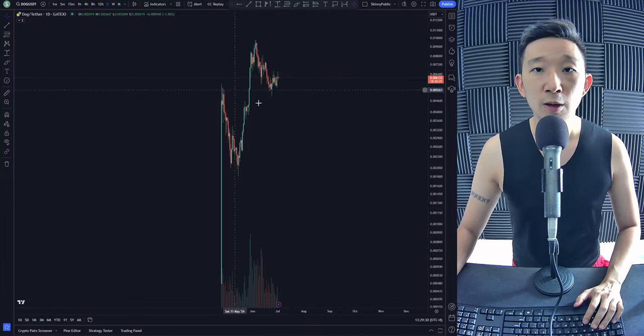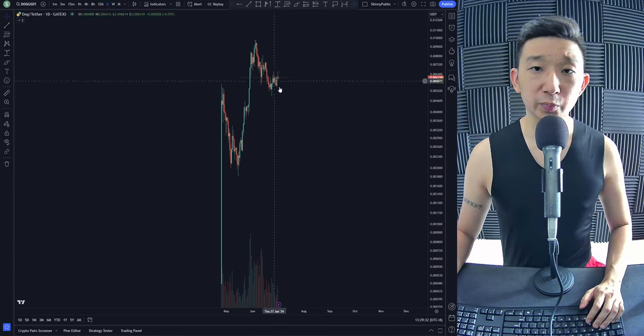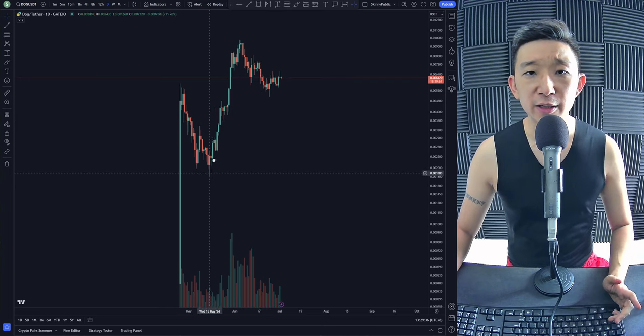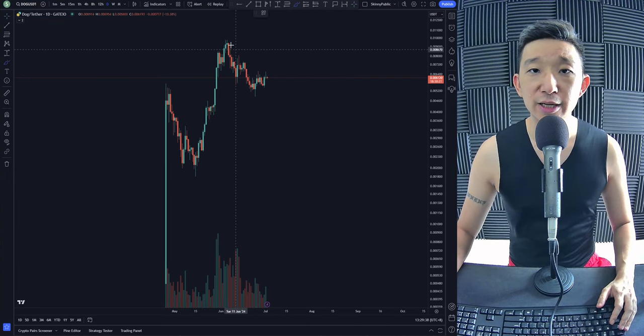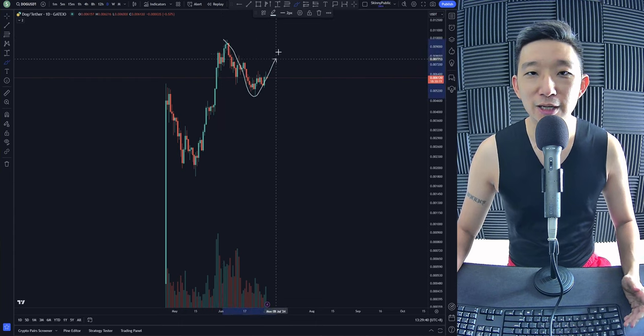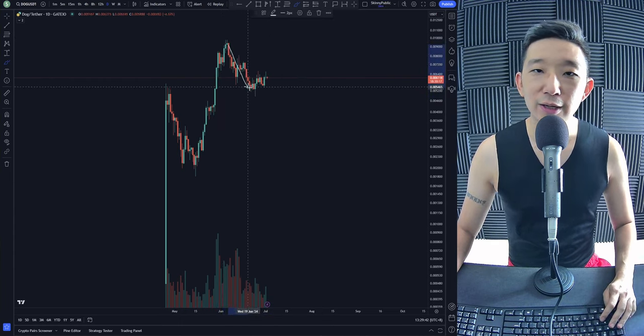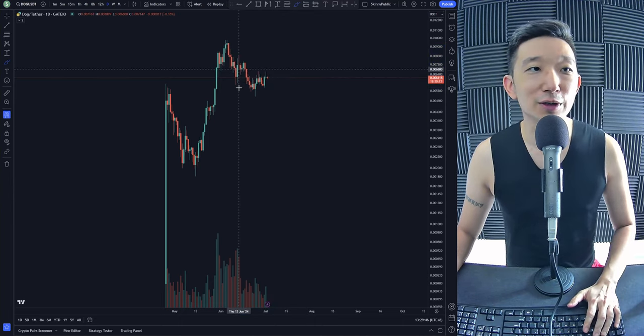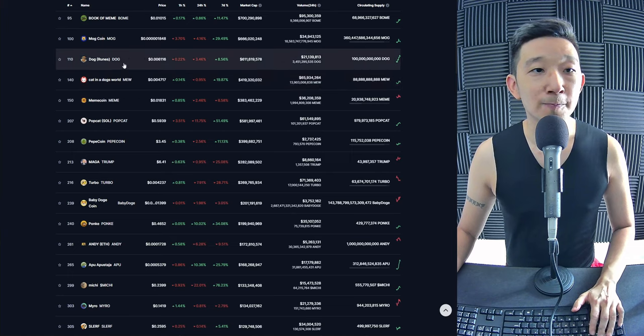Dog. Here we are for Dog. There's a rally, right? There is a retrace. We don't know if this is going to be an A, B, C, D, E, or A, B, C. All right. So nothing much for us to work with for Dog at this point of time.